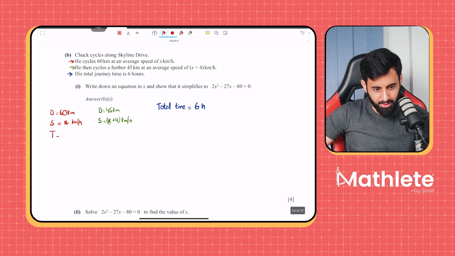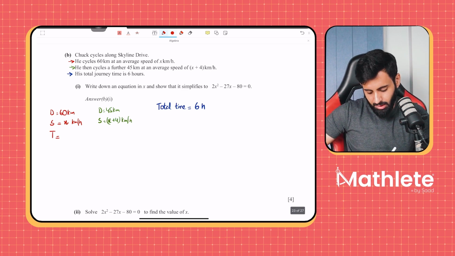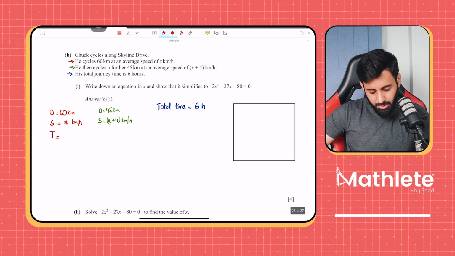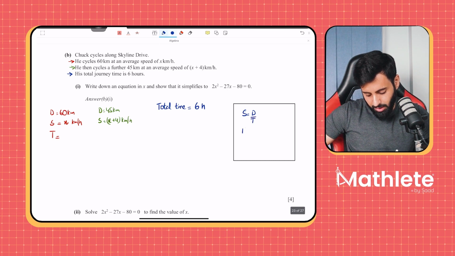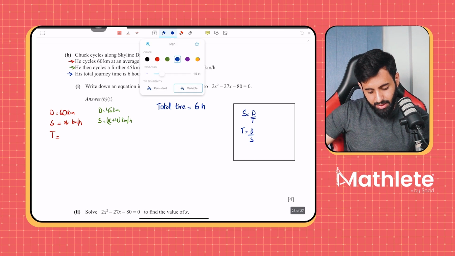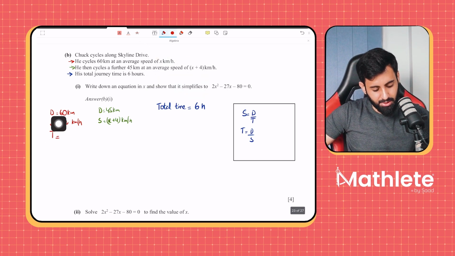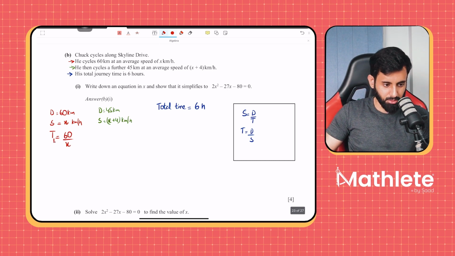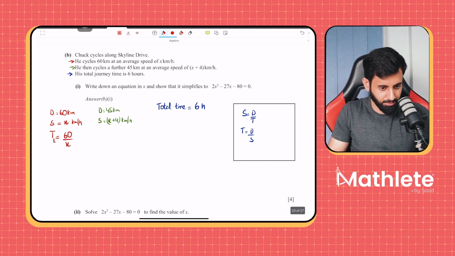Yes. So for this part of the journey, can I find out the time? What is time equal to? Speed is equal to distance upon time. Let me write this over here. If you rearrange the formula to make time the subject, you end up with time is equal to distance upon speed. So the time taken to cycle 60 kilometers at an average speed of x kilometers per hour is 60 upon x. Let's call this t1, for the first part of the journey.